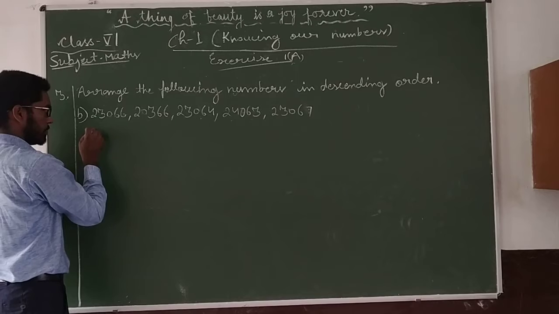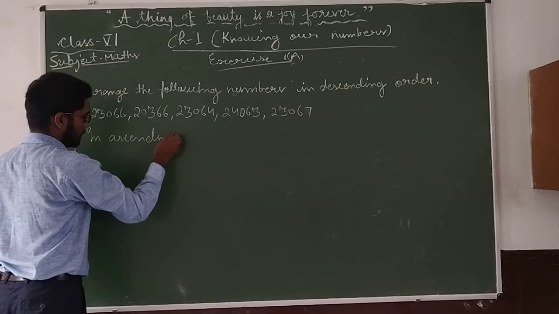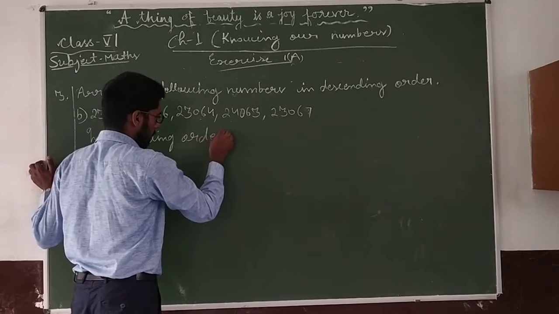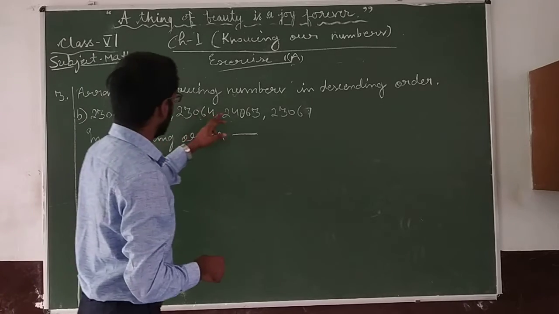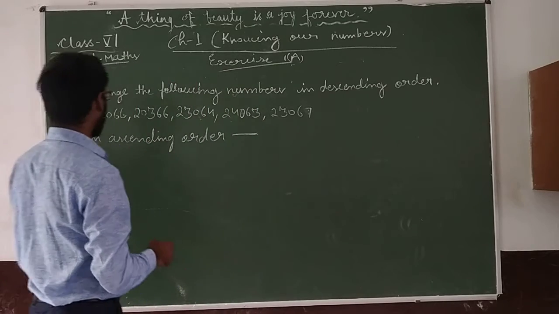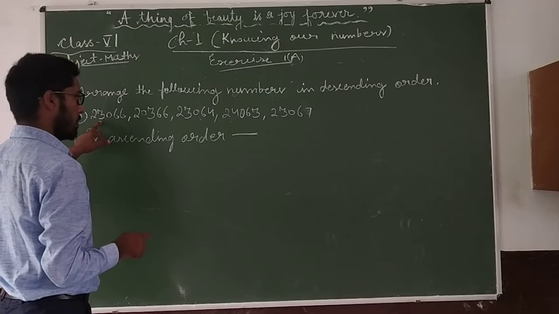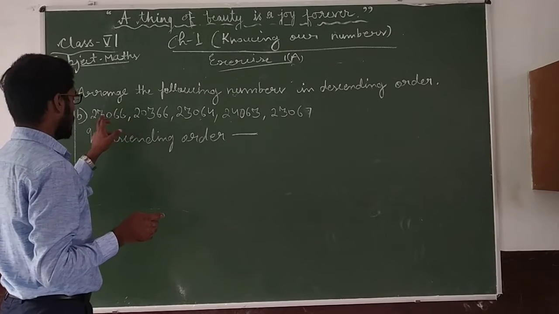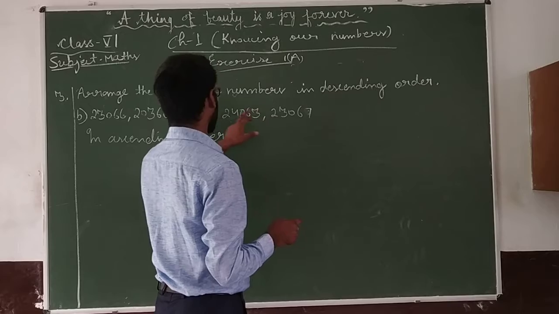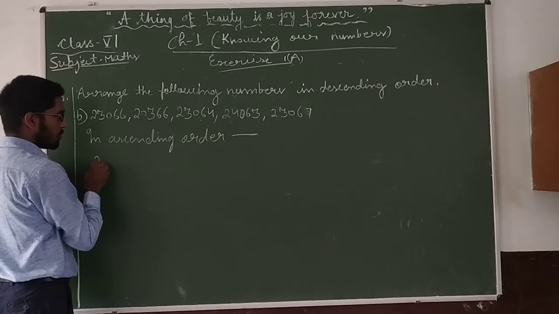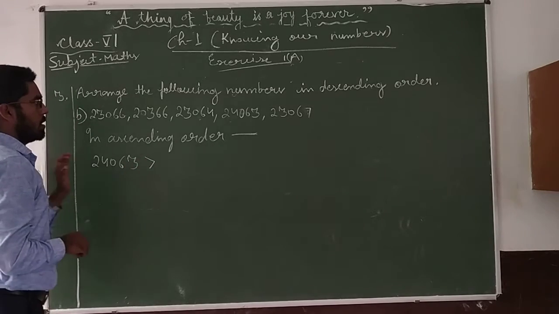You will write in descending order. First start comparing this. 2, 2, 2, 2, 2 means 2. Every number has 2 in the first digit. Here 3 means 3 and 0, this one is greater, and 3 means these both are equal. 4 and 3, which one is greater? This one. It means 24063 is greatest.